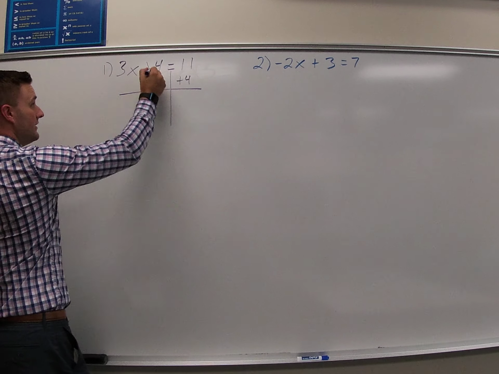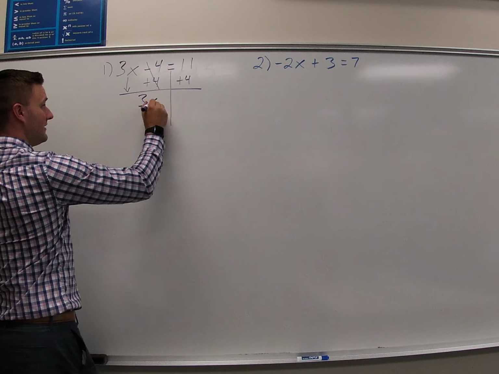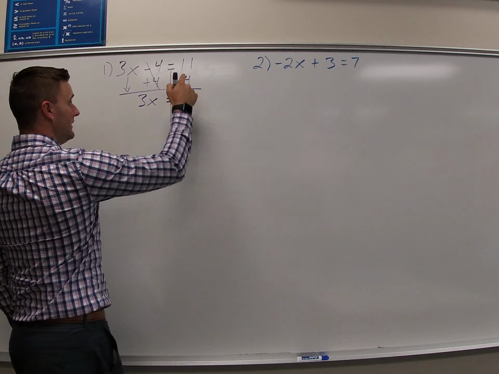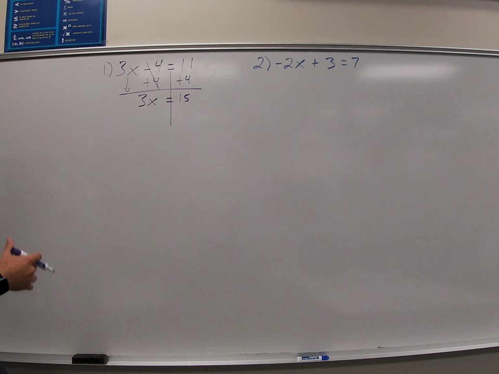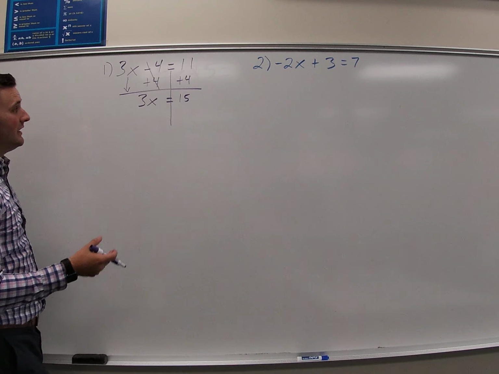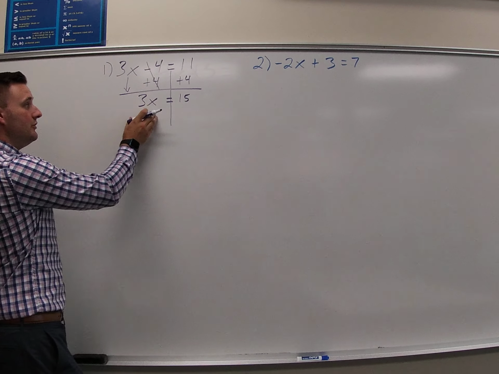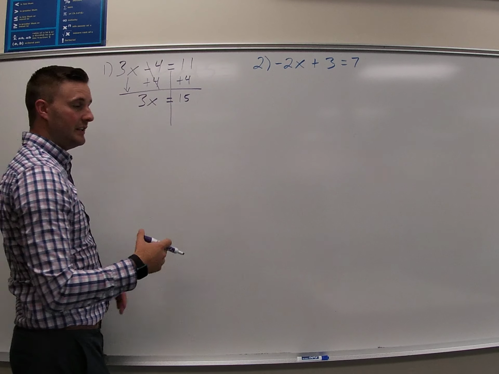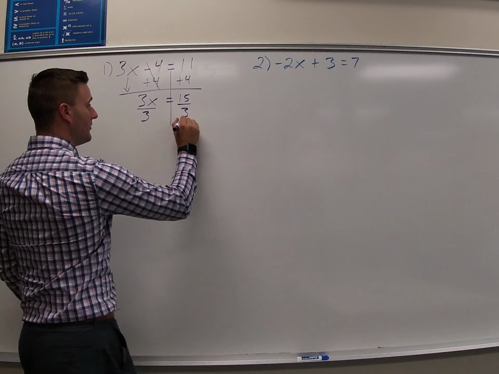From here, these cancel out, and so I bring down my first term. So I have 3x is equal to 11 plus 4 gives me 15. So 3x equals 15. From here, this is technically 3 times x. So how do I undo multiplying by 3 would be to divide by 3. So I'm going to divide both sides by 3.